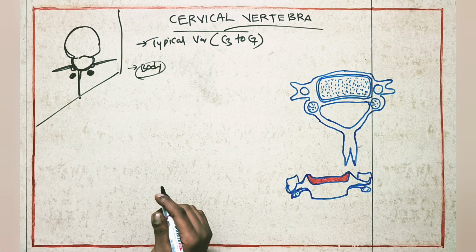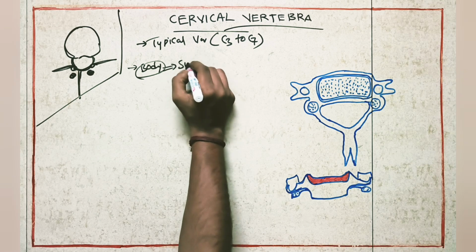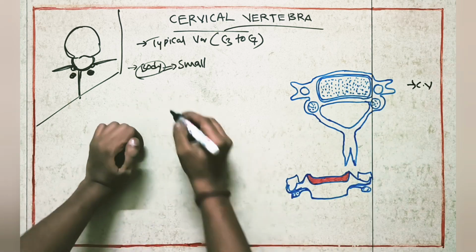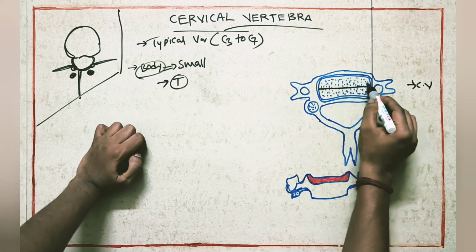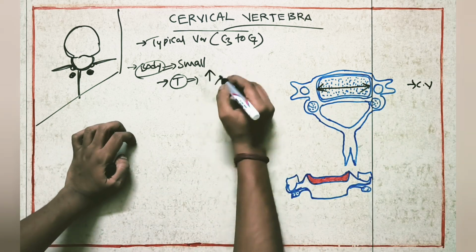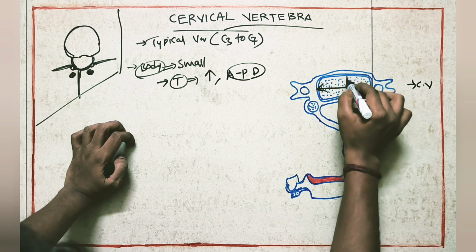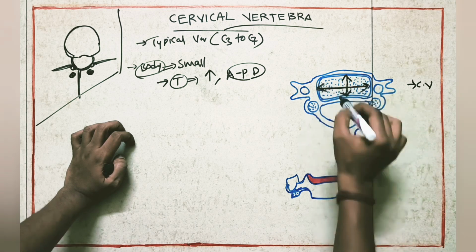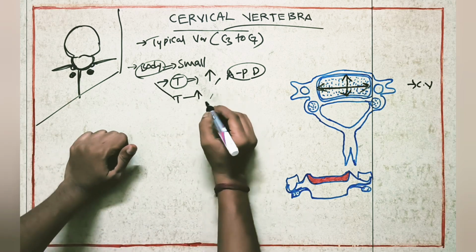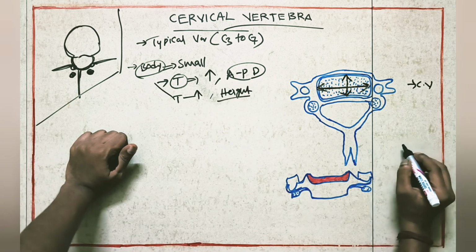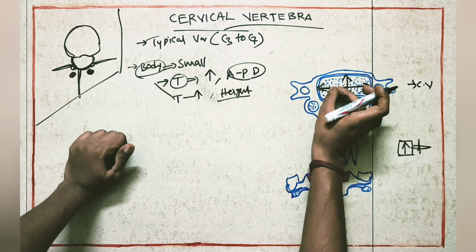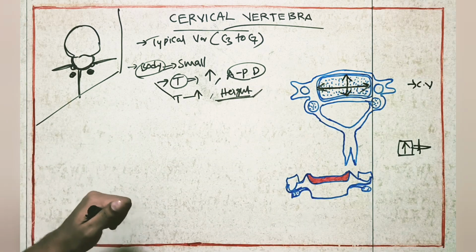Suppose first we take the body of the cervical vertebra. Here the body of the cervical vertebra is small, and the transverse diameter of the vertebra is large compared to the anterior-posterior diameter. The transverse diameter is also large compared to the height of the vertebra. If we see the vertebra from the lateral view, this is the height, and it is also very small compared to the transverse diameter.